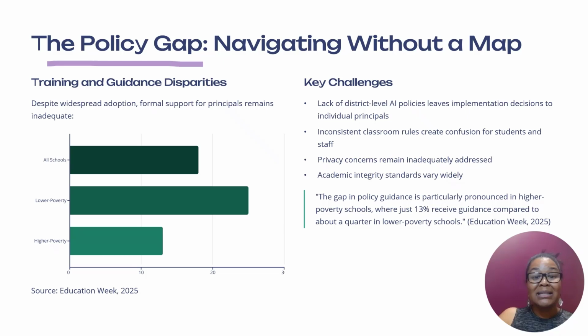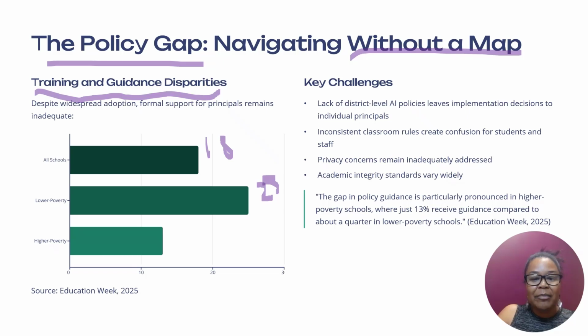So we think of the policy gap, right? And what we're seeing is how people are really navigating AI without some type of map or guidance. But what we know is that in the training and the guidance, there are disparities. And so at the top, you'll see all schools, about 18%. I'm missing numbers. I don't know where my numbers went. Next, we're at lower poverty schools, 25%. And here, high poverty is 13%. So really thinking about what the disparities look like, when only 13% of high poverty schools are receiving any guidance on AI. This lack of direction forces principals to create randomized policy, and they're very reactive based on the situation.